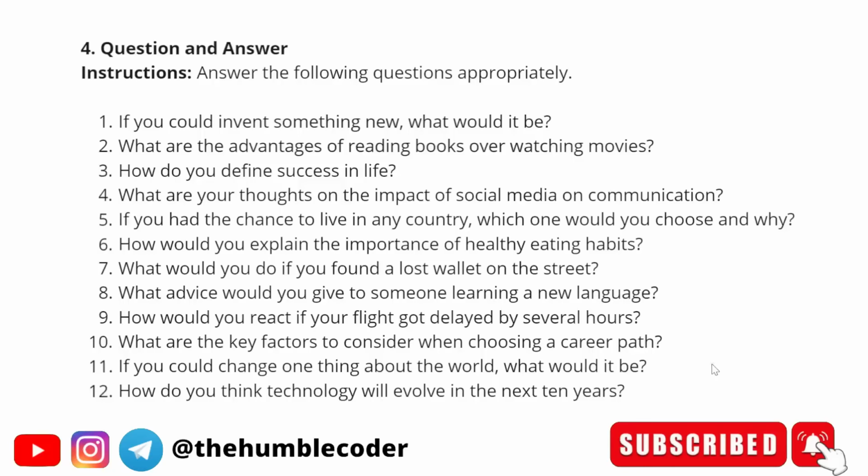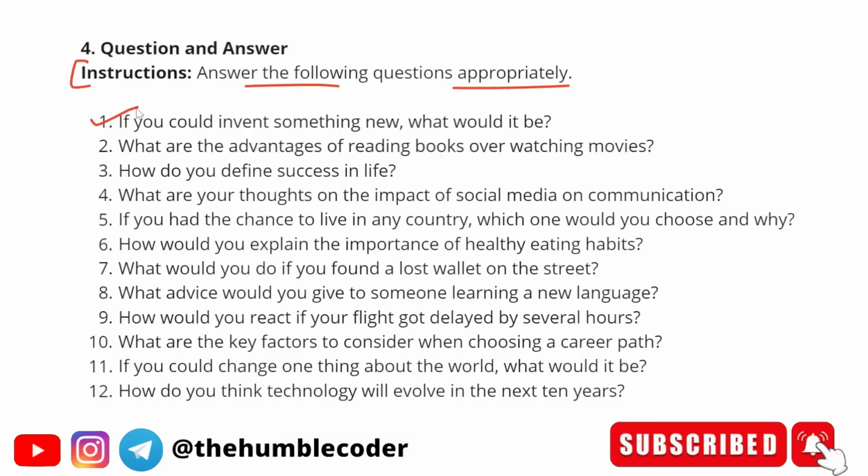In the next set of questions, basically we will be given a question, and we have to speak out the answer for that, on the go. So let's see how to attempt these types of questions. First of all, let's read the instructions. Answer the following questions appropriately. The first question is, if you could invent something new, what would it be?